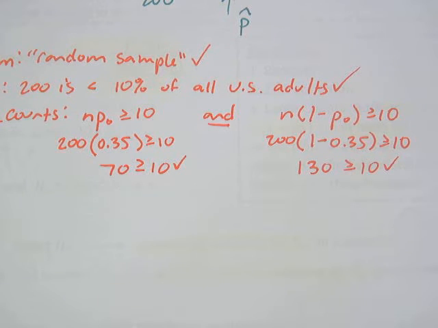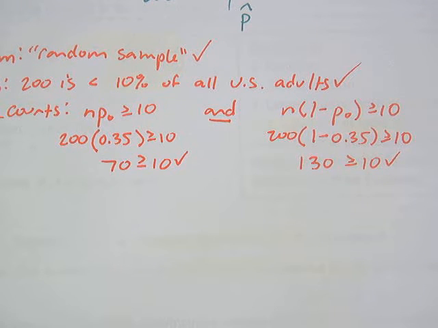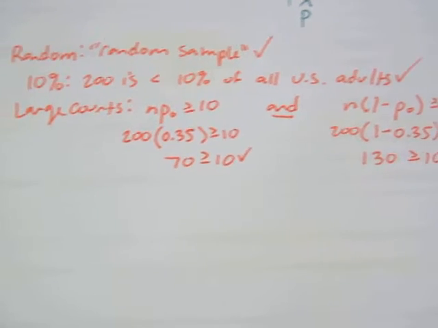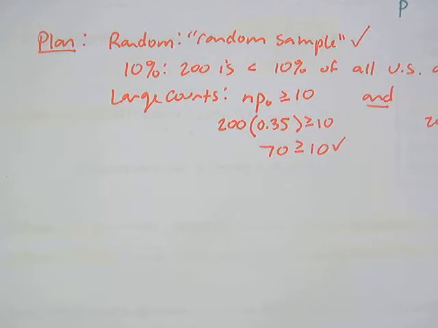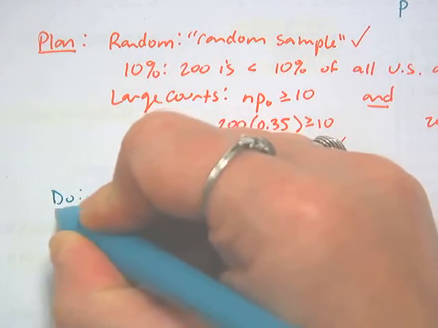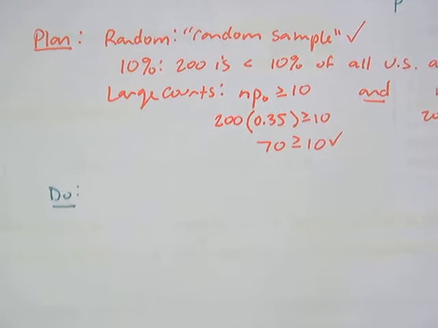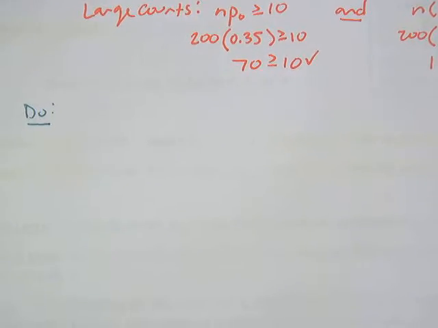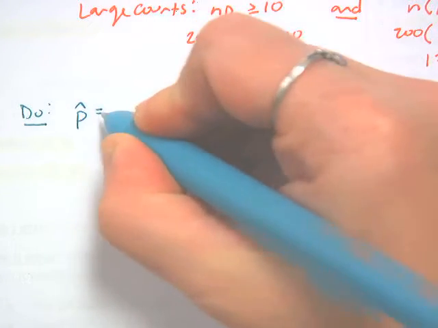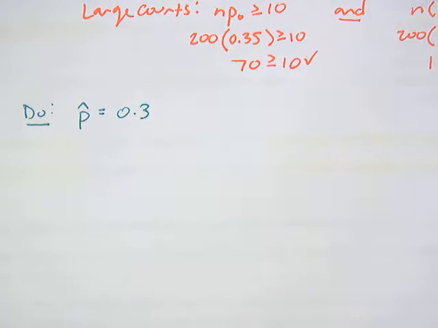Is anybody still in the plan phase? Okay. If you are ready to move on, think about what 3 things you need to put in the do. Your statistic. Statistics come from samples. That's what that's called, a statistic.